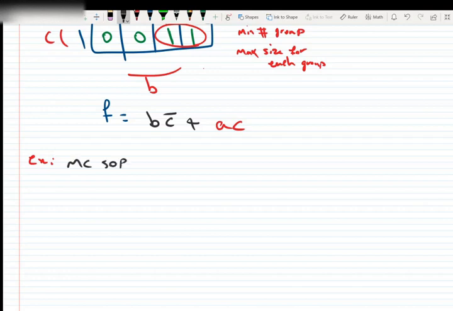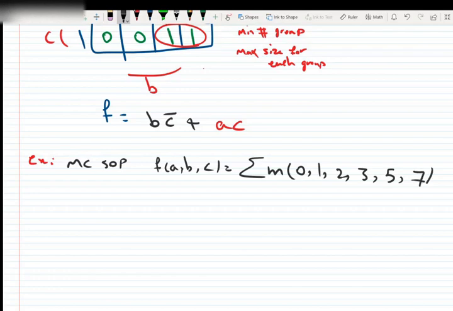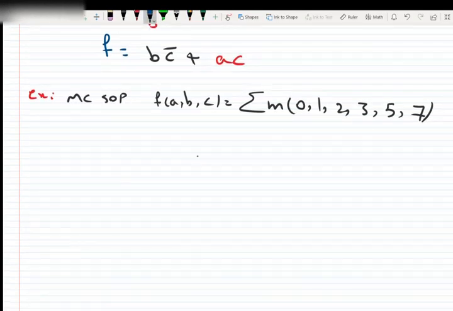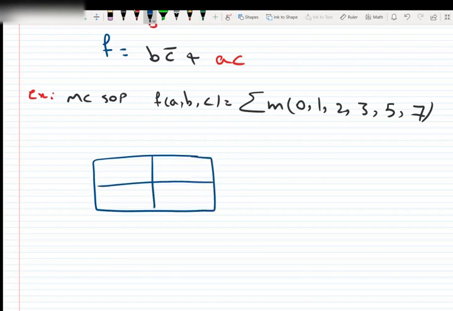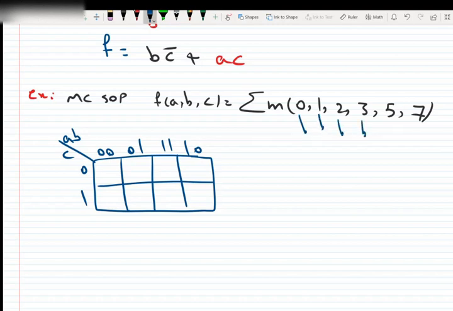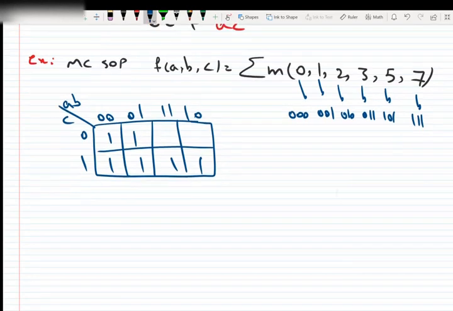Minimum cost sum of product of f of A, B, C is equal to sigma m 0, 1, 2, 3, 5, 7. Okay, we create the K-map. A, B, C: 0, 0, 0, 1, 1, 1, 1, 0, 0, 1. So again the same codings which I told you. So 0 is 000, 1 is 001, 2 is 010, 3 is 011, 5 is 101, 7 is 111. Okay, so we put these values in the K-map, so we will have 1, 1, 1, 1, 1, 1. Okay, let's group them.